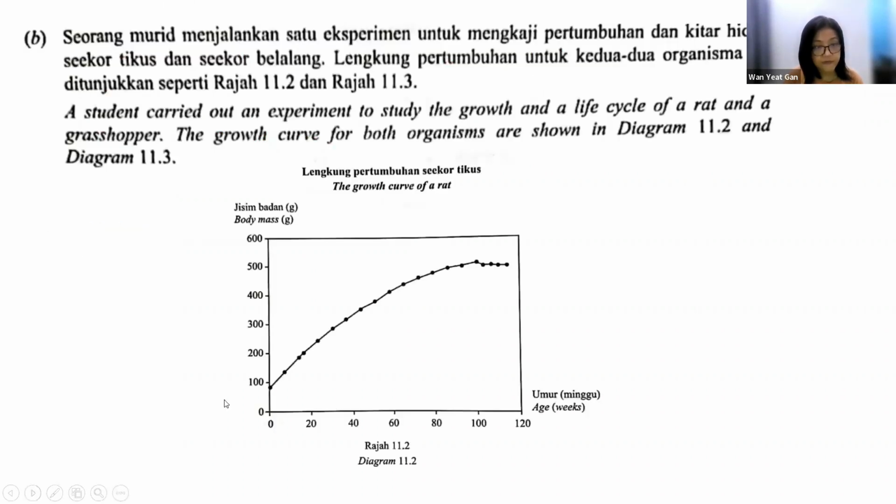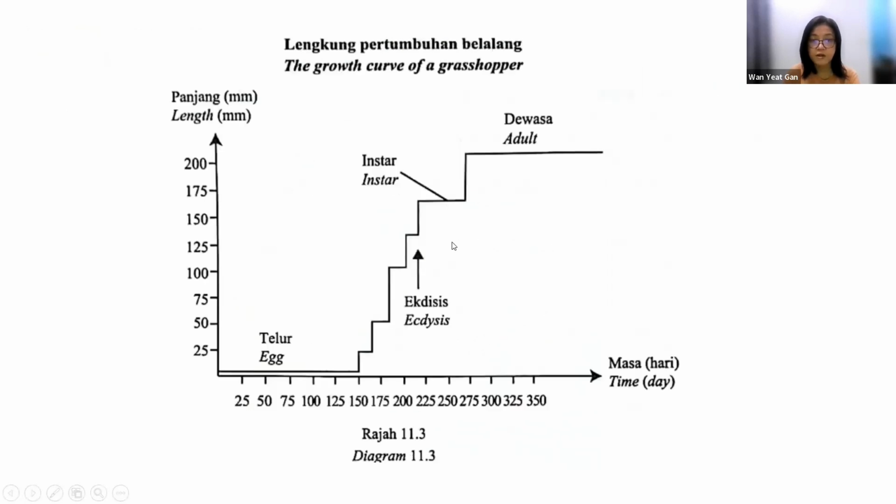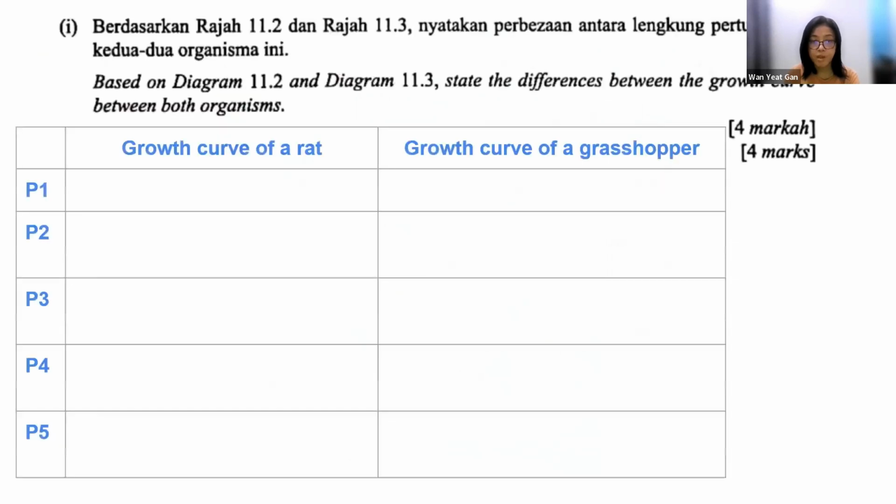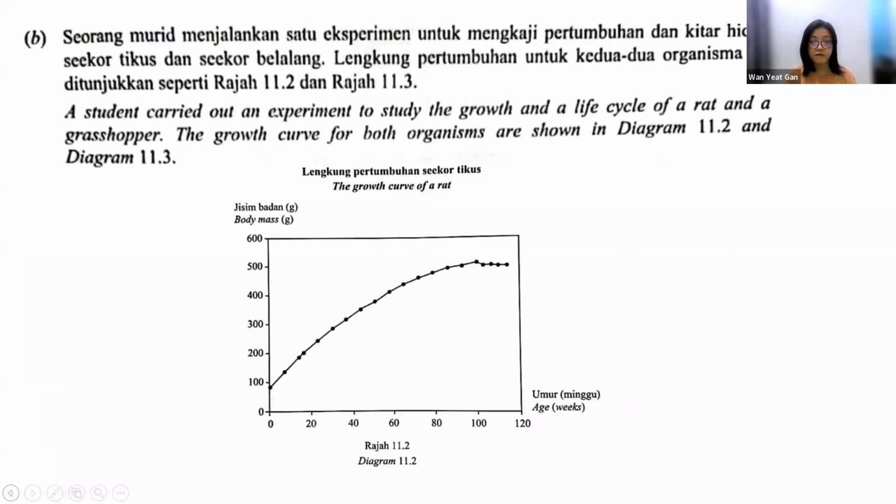Okay, let's look at the final part B. A student carries out an experiment to study the growth and the life cycle of a rat and a grasshopper. The growth curves for both organisms are shown in the diagram. So this is the growth curve of a rat. This is the growth curve of a grasshopper. Okay, so state the differences between the growth curves of both organisms. So we want to see how the growth curve of a rat differs from the growth curve of a grasshopper.